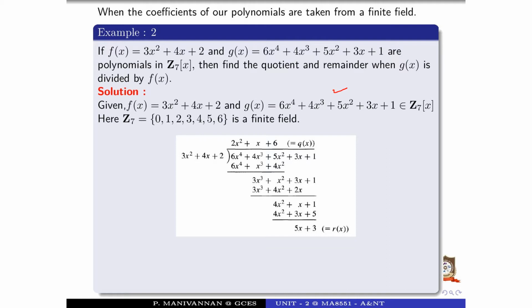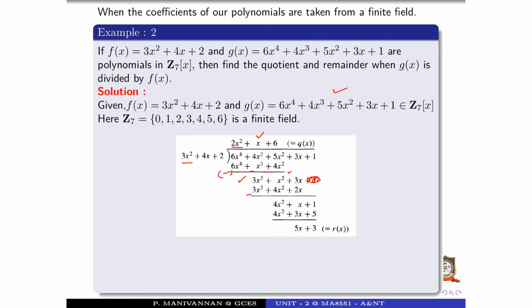3 into 2 is 6. So 2x square. We get this minus symbol, minus minus. 4 minus 1 is 3. Here 5 minus 4 is 1. Then 3x cube. Here 3x squared, so we multiply by x. So 3x cube, x into 4x is 4x squared, x into 2 is 2x.